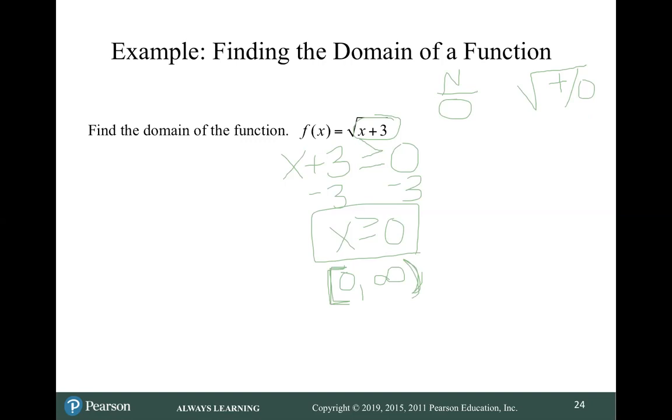And lastly, I could write this as a set, x where x is greater than or equal to, I'm sorry, I said 0 minus 3 was 0. 0 minus 3 is not 0, it's negative 3. So x has to be greater than or equal to negative 3. So we have our inequality notation, our interval notation, and our set notation.